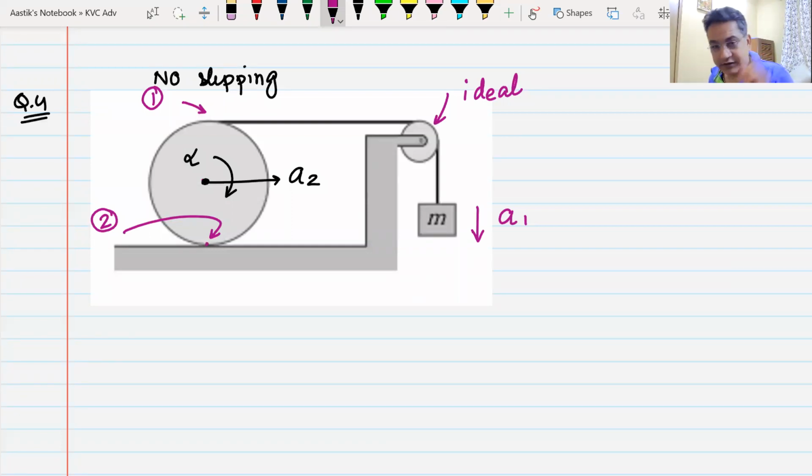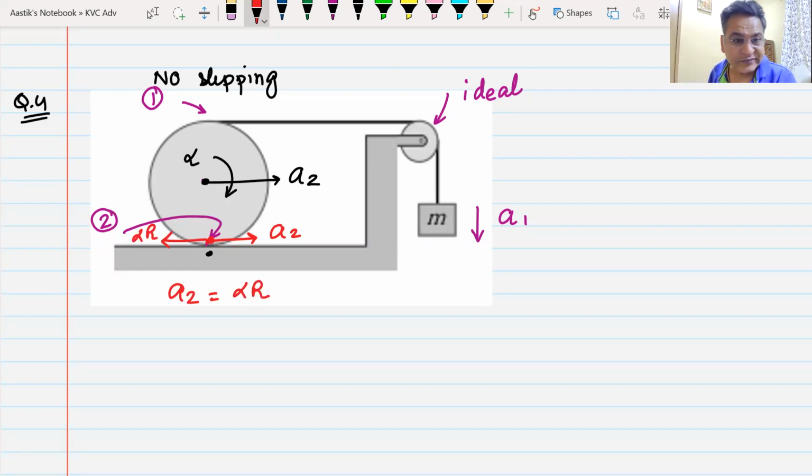So let us look at this point, the black point. This black point is at rest. Yes or no? Yes, sir. So for this red point, the acceleration must also be equal to 0. It is moving forward with A2 and it is moving backward with alpha R. So the first relation that you will get is A2 is equal to alpha R. Yes or no? Yes.